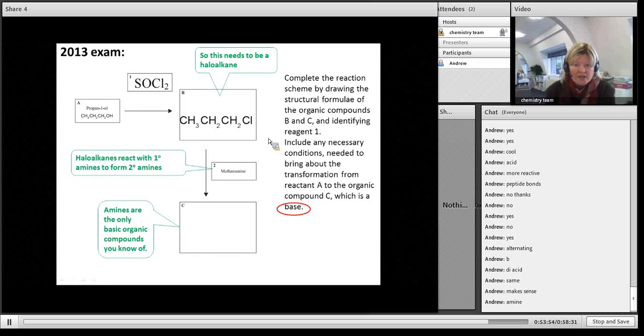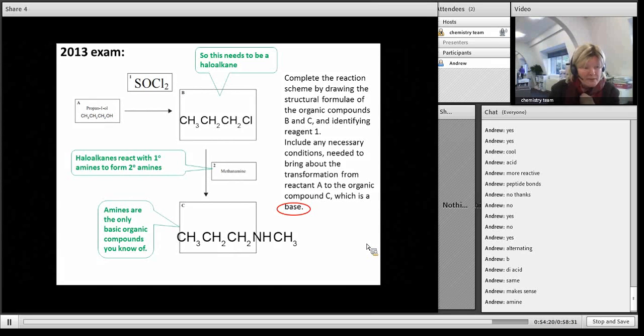Then I treat that with methanamine, and remember, it's a substitution reaction, so the chloride goes out, and I add the N on here. So can you see there's the N added onto that C, but of course the methyl of the methanamine is over there as well. So that's a very short reaction scheme that came up in the 2013 exam.